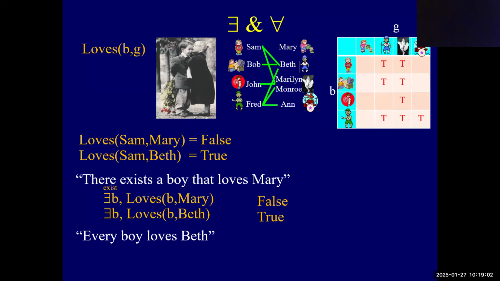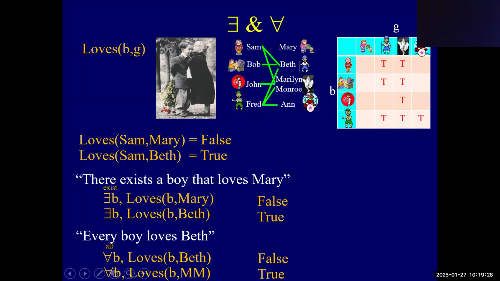All boys love Beth, right? We say for every boy B, B loves Beth. Is that true? No, John doesn't love Beth, right? Proof by contradiction. All boys love Marilyn Monroe. Yeah, I think, oh, no, that isn't true, maybe. Oh, Marilyn Monroe doesn't love Bob. All right, so, hey, maybe I should fix this slide. Everybody loves Marilyn Monroe, right?